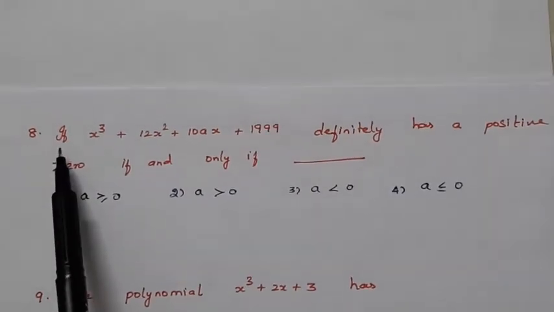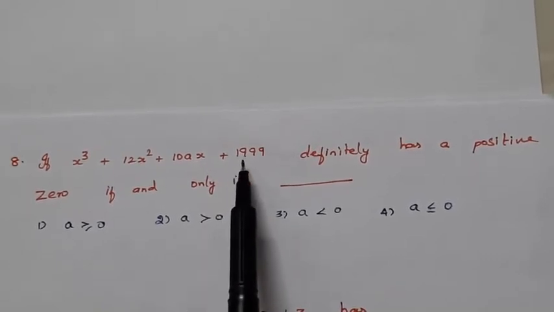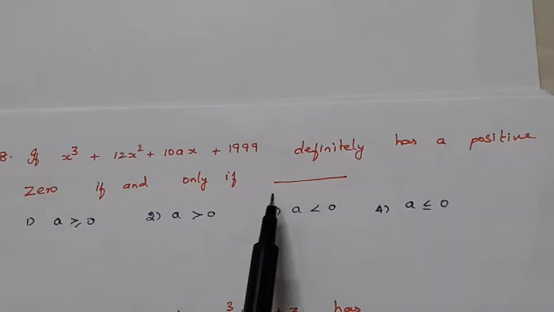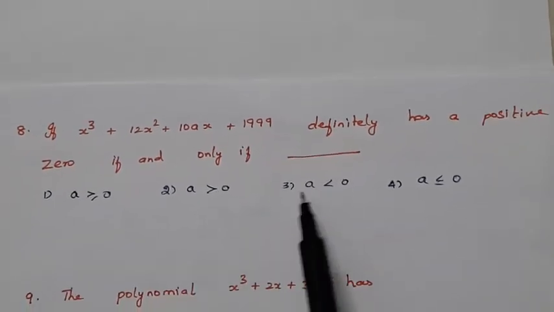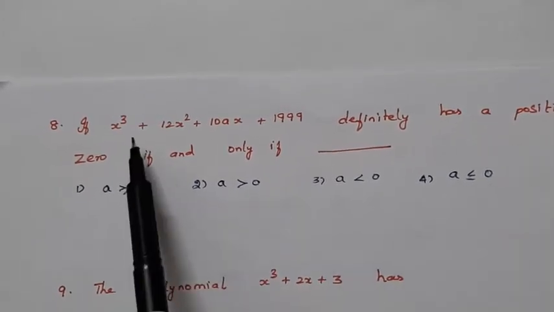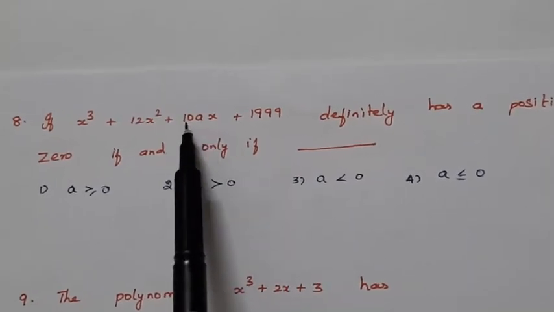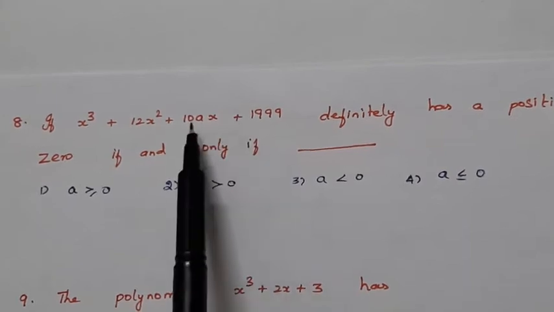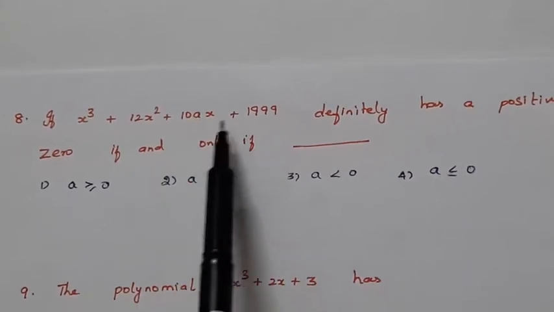Then question number 8: x cube plus 12x squared plus 10ax plus 1999 definitely has a positive zero if and only if dash. The options are a greater than or equal to 0, a greater than 0, a less than 0, and a less than or equal to 0. See, look at the polynomial. Except for the term with a, which is unknown, all the other three terms have a positive sign. It is fixed, so according to the sign of a, we can get the sign changes.